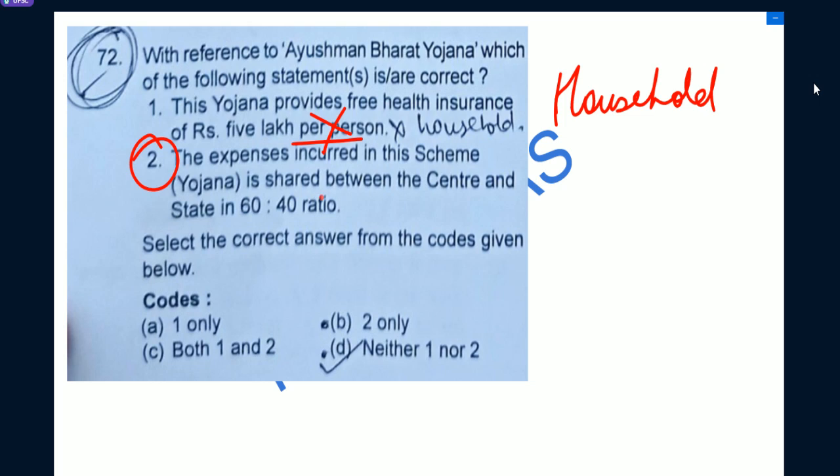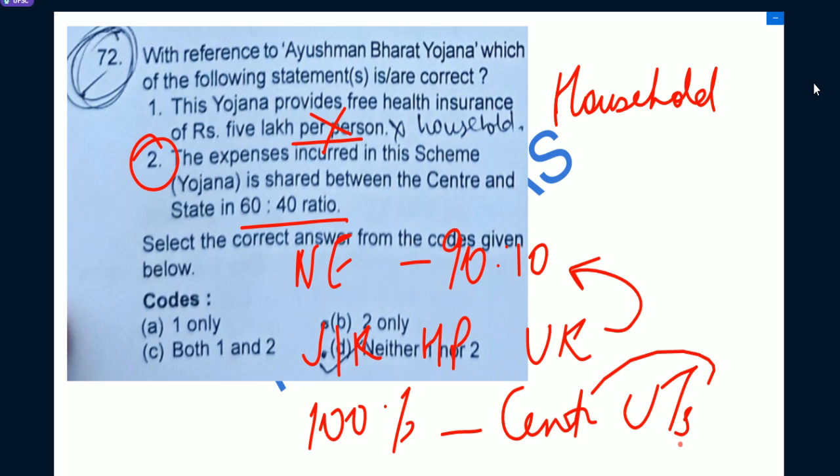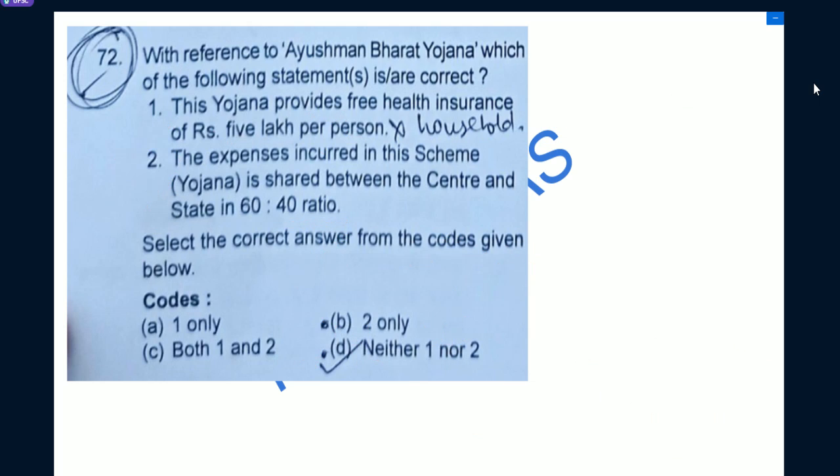Second, the expenses incurred in this scheme is shared between the center and the state in the ratio 60-40. First of all, it is 60-40. Yes, it is 60-40 for all states with their own legislature. And for northeastern states, it is 90 to 10%. Apart from northeastern states, there are 3 other states like Jammu and Kashmir, Himachal Pradesh, and Uttarakhand, where the ratio is 90:10, and it is 100% in central funding for UTs without legislature. ठीक है, उन UTs में जहां पे legislature नहीं है वहां पर 100% है. So now we'll see that UPPSC उस 2 को yes मानती है कि नहीं मानती है. We'll leave it to them.